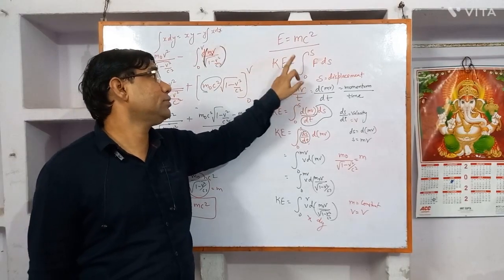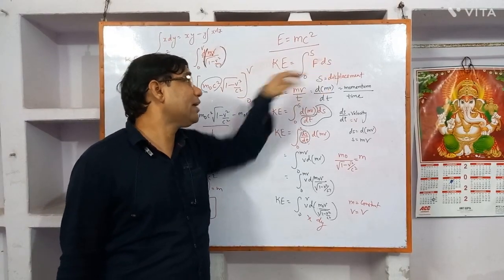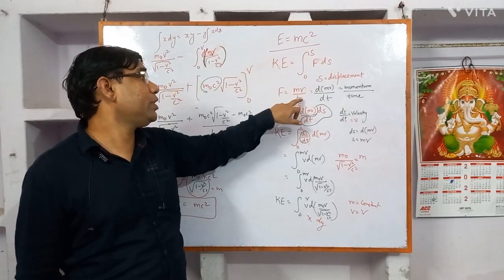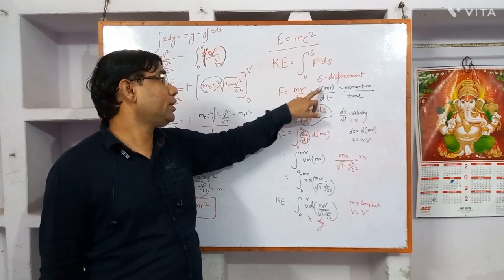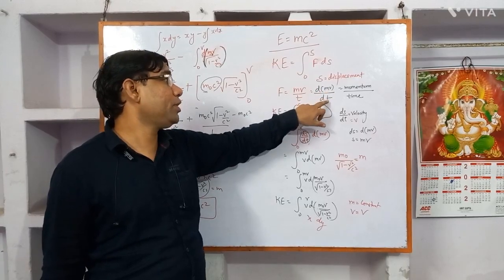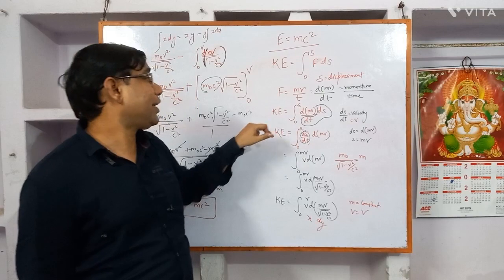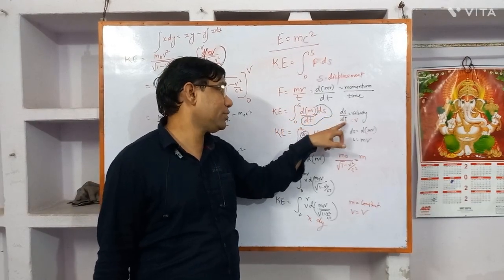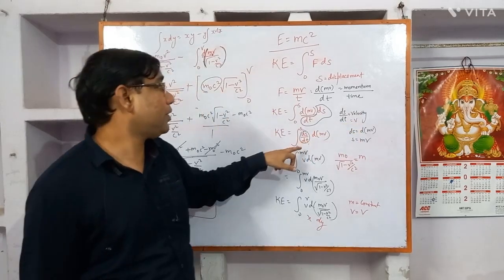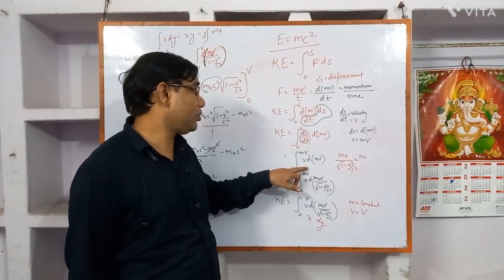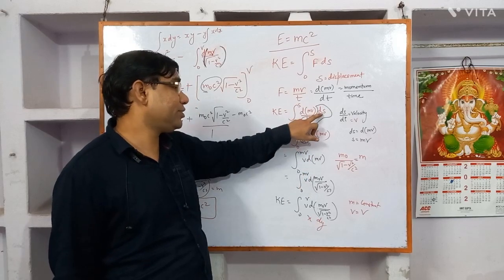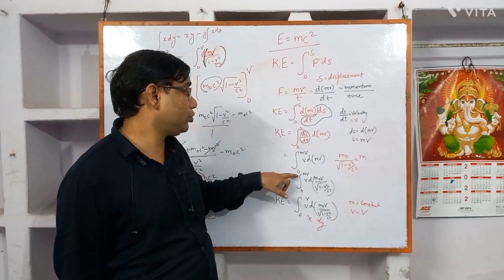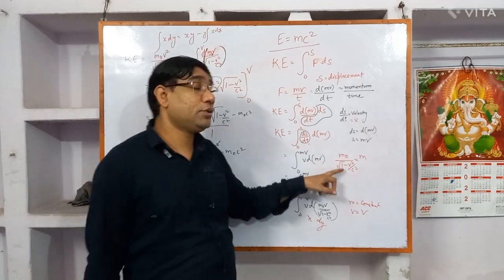Solution: kinetic energy K is equal to the integral from 0 to S of F into ds, where ds is the displacement. Now F is equal to mv upon t. We know that in the differential form F is equal to d(mv) upon dt, momentum upon time. K is equal to the integral from 0 to S of d(mv) ds upon dt, ds upon dt is equal to velocity. Now we put the value and we got this value. Here differentiation ds changes to d(mv), so the limit is also changed, 0 to mv.